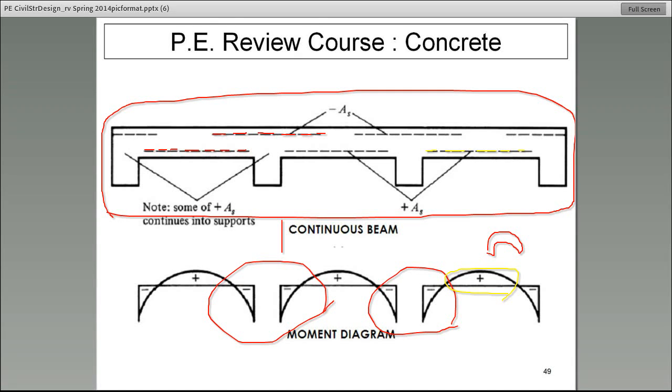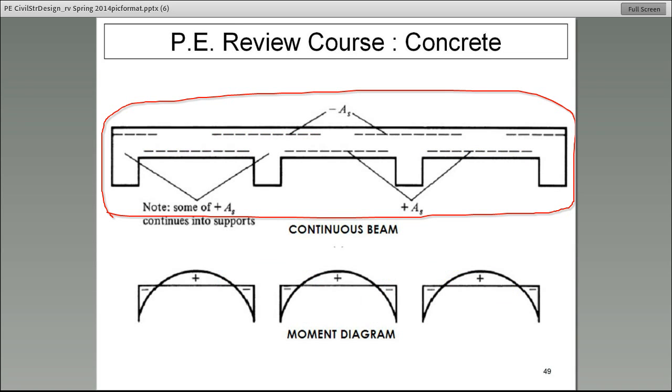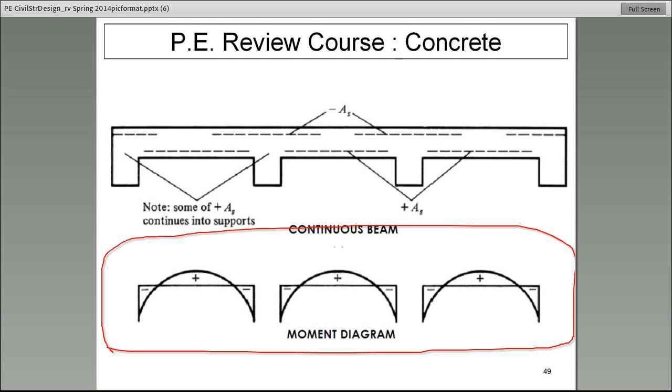Don't think the problems they will give you are all going to be very complicated. What about a cantilever beam? Remember, a cantilever beam is a beam that is fixed at one end like this and free at the other end. Well, think about it. How does a cantilever beam deflect? It would deflect like so. Tension on top, compression on the bottom. So if you have a cantilever beam, the reinforcing bars that you need will be top, not bottom.